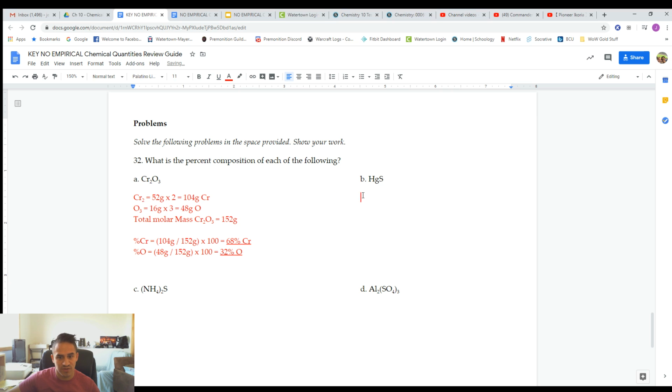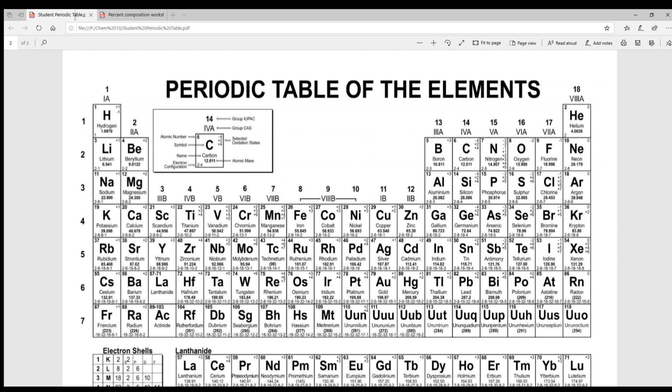We're going to do the same thing over here for the HgS. We need to find the mass of mercury. We need to find the mass of 1 sulfur. And then we need to get the total molar mass for HgS. And then we can do our percentages. All right, so again, we'll need to use a periodic table here. I don't know these off the top of my head, or at least not for the mercury, I don't.